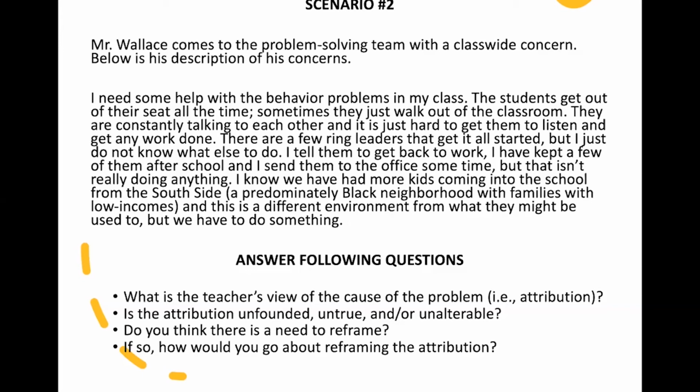So I want you to just reflect on those same questions. What is it that the teacher is communicating that he thinks is the problem, i.e. the attribution, the cause of the problem? Is that unfounded, untrue, and unalterable? And do you think there's a need to reframe? If so, how would you reframe? So I'll open it up to questions again, Teresa, to see if anybody wants to go with this second one. What is the teacher's view of the cause if you read this scenario?